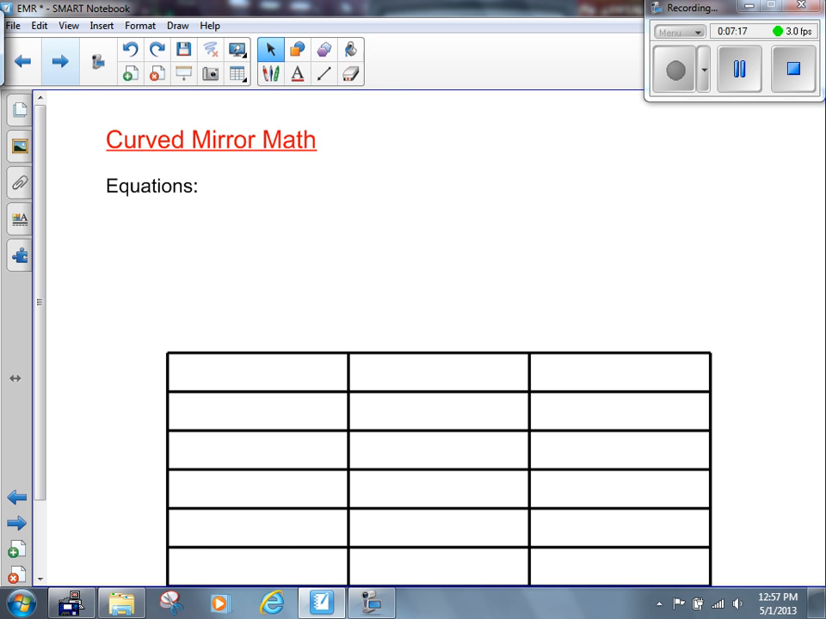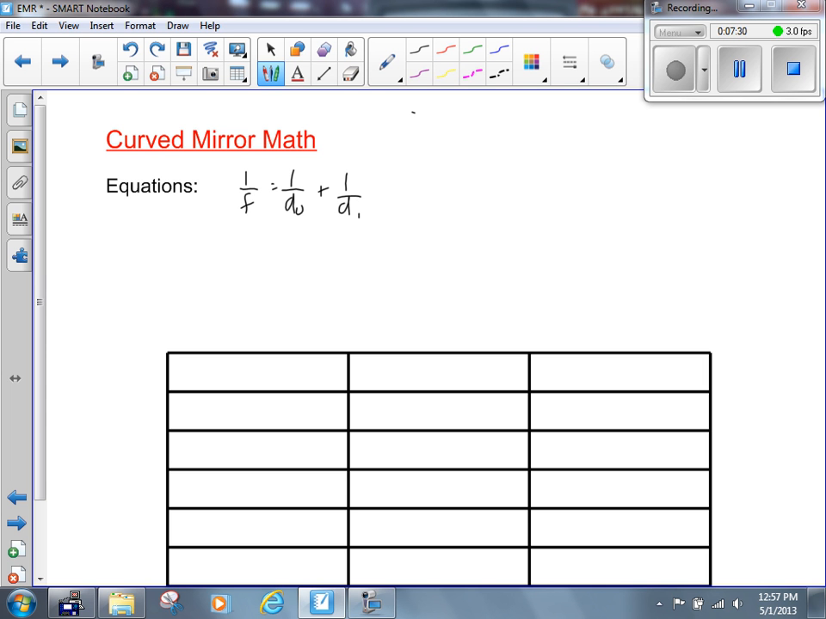Yesterday, we introduced the two equations that we use with this whole curved mirror topic. First one, the mirror equation: 1/f = 1/do + 1/di. And then we had m = hi/ho = -di/do. What did f stand for? The focal length, the distance from the mirror to the focal point. Do stood for the object distance, from the mirror to the object. Di, from the mirror to the image.